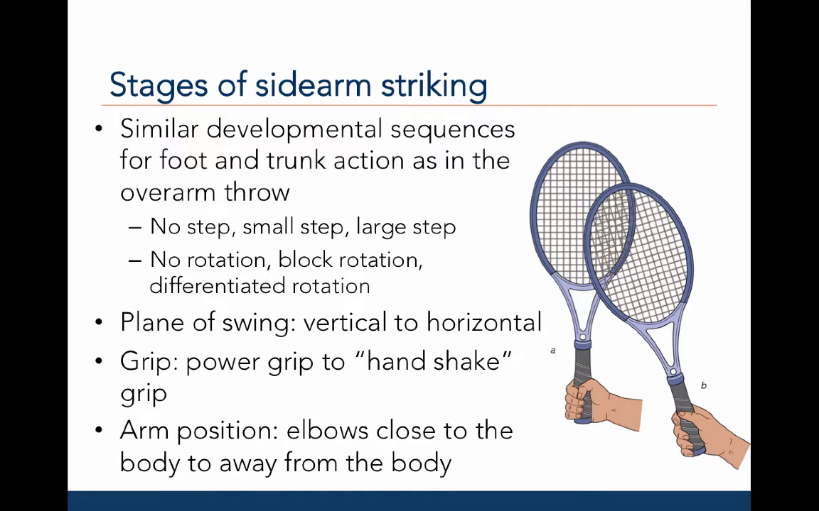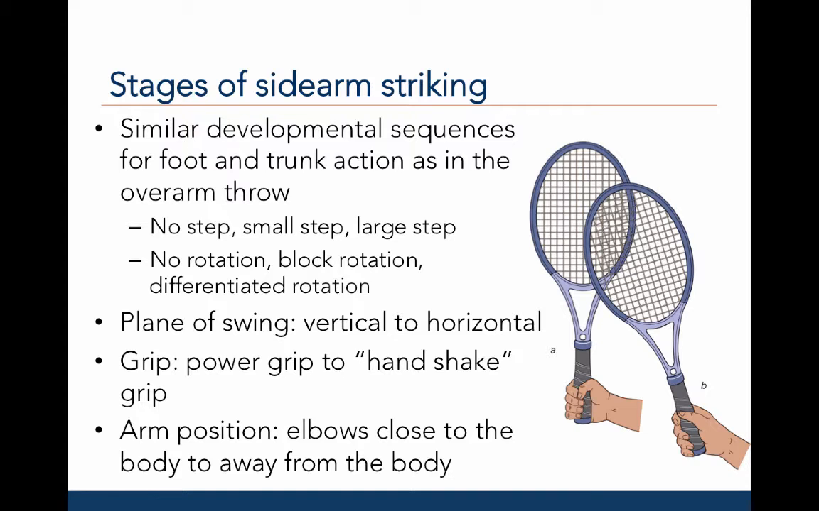The sequence of movements for the foot and trunk action in sidearm striking is similar to the developmental sequences for those movement components in the overarm throw. Moreover, the developmental stages are also similar. With respect to the foot action, there is a transition from no step, small step, to large step. With respect to the trunk action, there is a transition from no rotation, block rotation, and differentiated rotation.